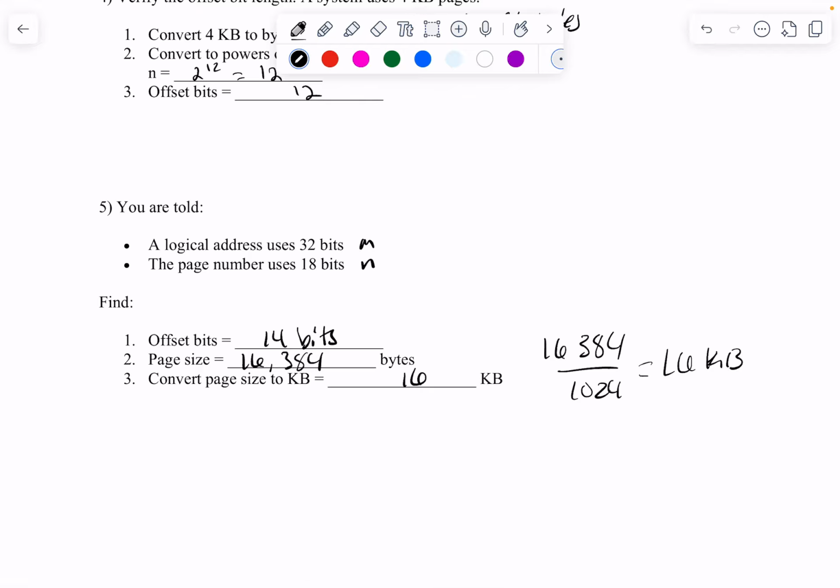The key idea here is that the number of offset bits always determines the page size, and once you know the n, the rest usually follows immediately. Hope this helps.